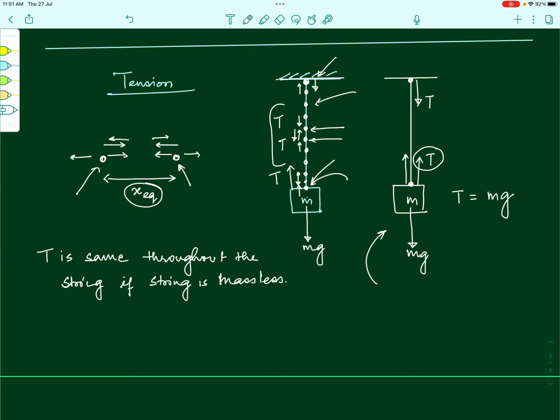So the same T acts here also. And then by Newton's third law, we can also say that the ceiling will also pull the string with the same force T upward. Here the block will also pull the string downward with the same force T, right? So all these aspects we can now discuss one along with the other.